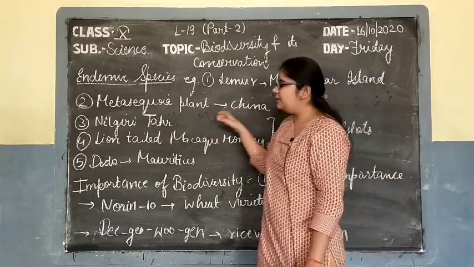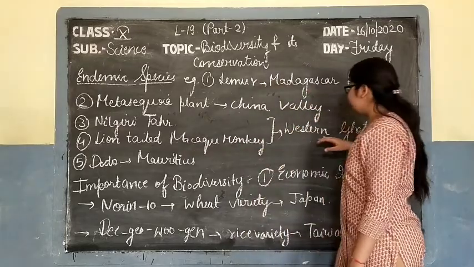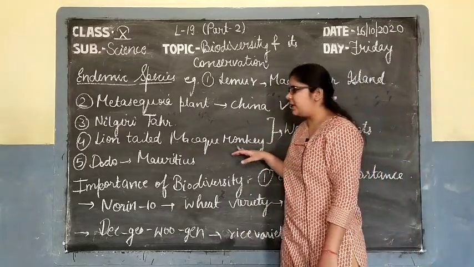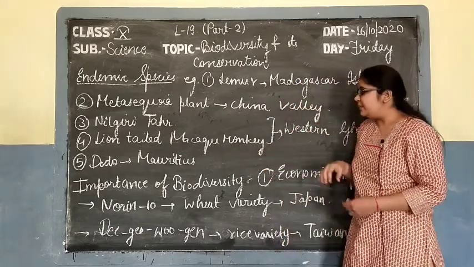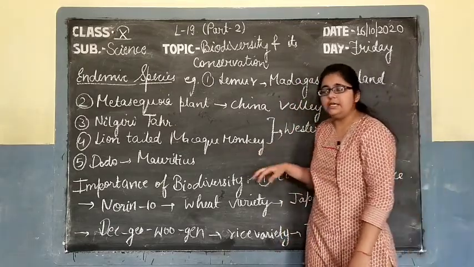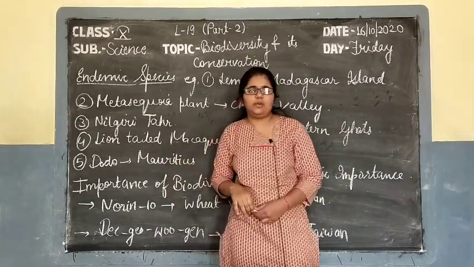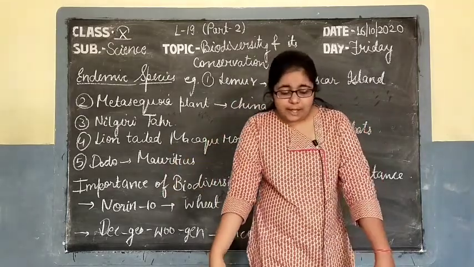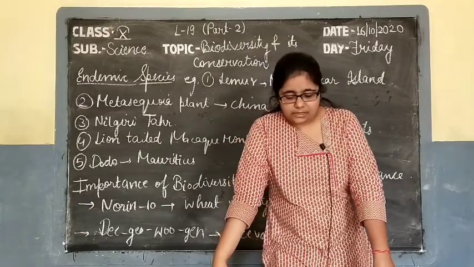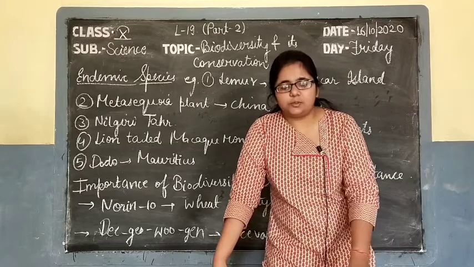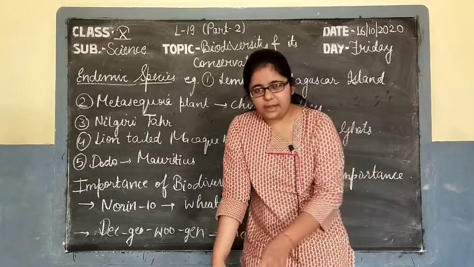The third and the fourth ones are both present in the Western Ghats. The Nilgiri tahr and the lion-tailed macaque monkey, both are present in the Western Ghats. Then an extinct organism, the dodo. Dodo was present in Mauritius. So these were the examples of endemic species which are present in a specific environment, in a specific habitat.